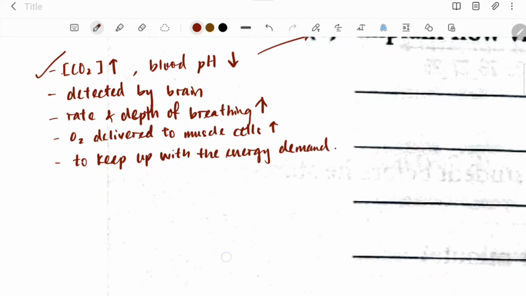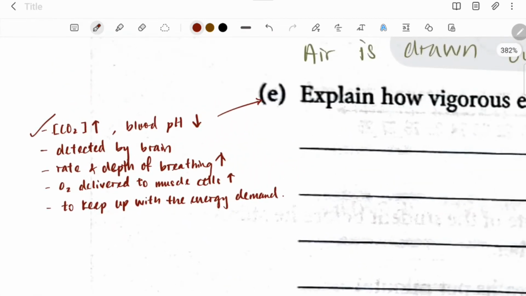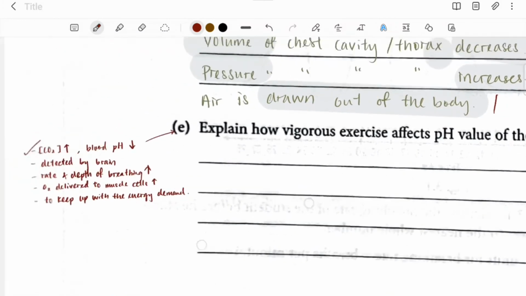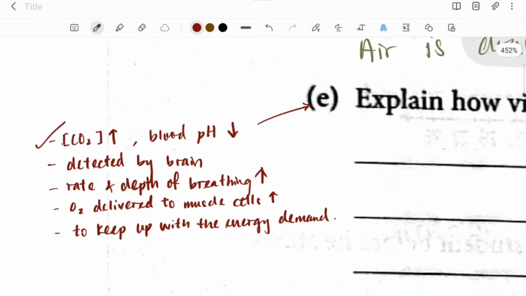Okay, for the first point I write only the concentration of carbon dioxide increases, and then blood pH level decreases. And then look at here, they need 4 marks, so you have to explain more. Why will the concentration of carbon dioxide increase? Because the rate of respiration increases, because they want to produce more energy for the muscle cells. So this one is the reason.